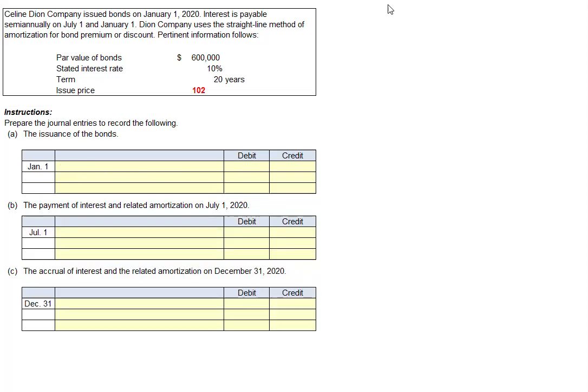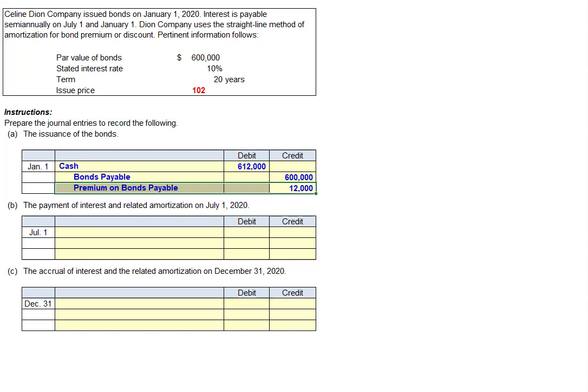In our last scenario, the bonds are issued at a premium at a price of 102% of par. Once again, as always, we record bonds at their par value or face value, so we will credit bonds payable for $600,000. In this case, though, we are going to receive $612,000 in cash. Of course, debits don't equal credits, and we will credit premium on bonds payable for $12,000. We will amortize that premium over the next 20 years. Again, semi-annual bonds, so for 40 periods.